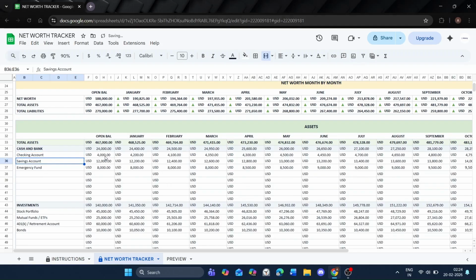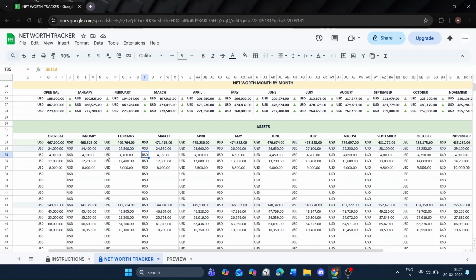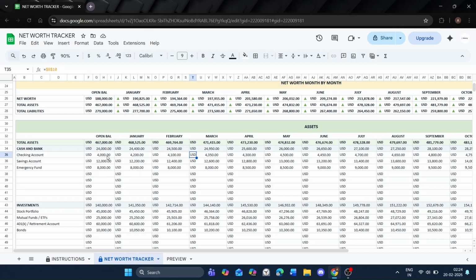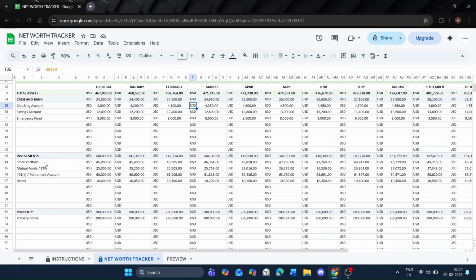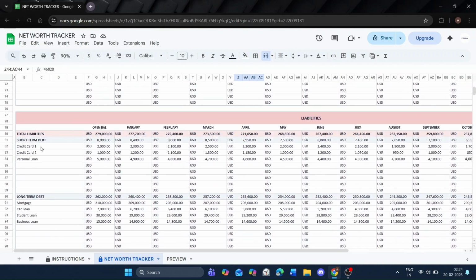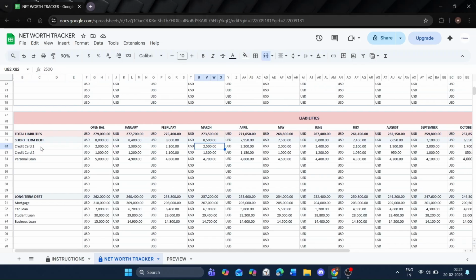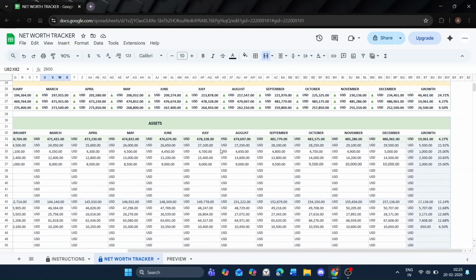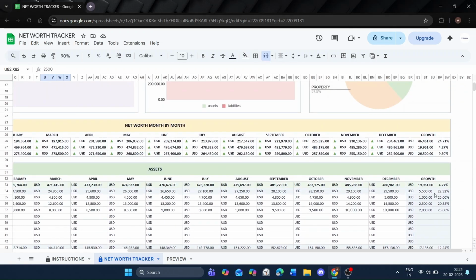Then throughout the year you have to enter the numbers. All you have to do is, each month, just input the numbers for each subcategory. So for stock portfolio it is 45,000, then 45,450, and so on. Same goes for your liabilities, for your debt. All you have to do is enter the subcategory, and then enter the numbers throughout the year for each month.